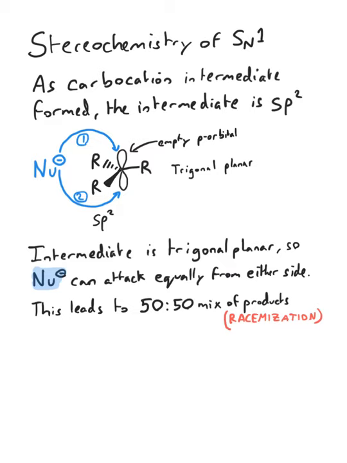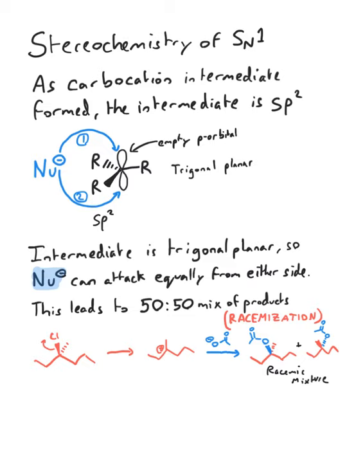with equal opportunity. If the chiral center is the site of SN1 substitution, a carbocation is still going to be formed, and that carbocation is going to be trigonal planar. This leads to a 50-50 mix of products, or in other words, racemization, the formation of a racemic mixture.